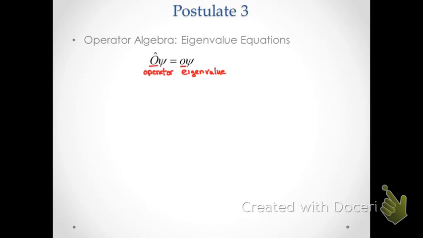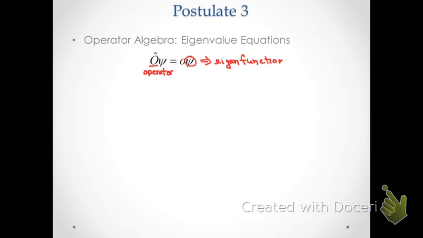So again, if we have an operator operating on our wave function psi, and we end up with a constant times the original function psi, we have this eigenvalue equation, and the constant is referred to as an eigenvalue. The function psi is referred to as an eigenfunction.